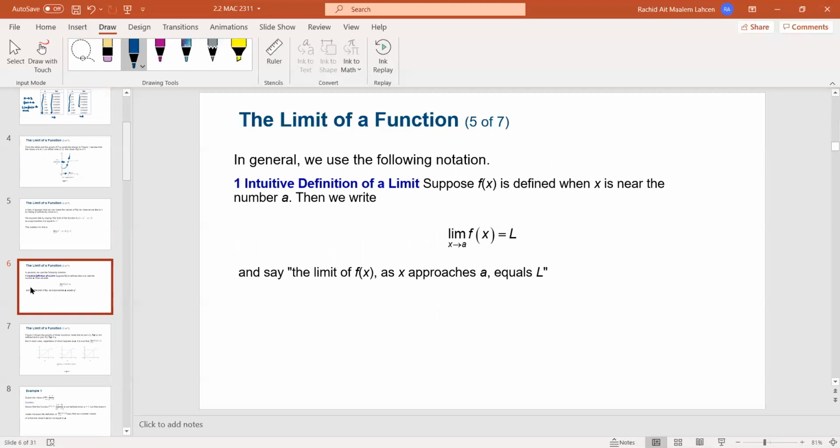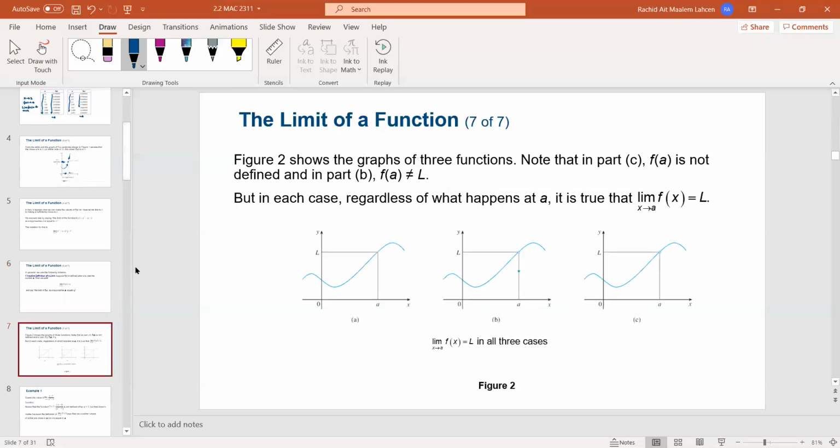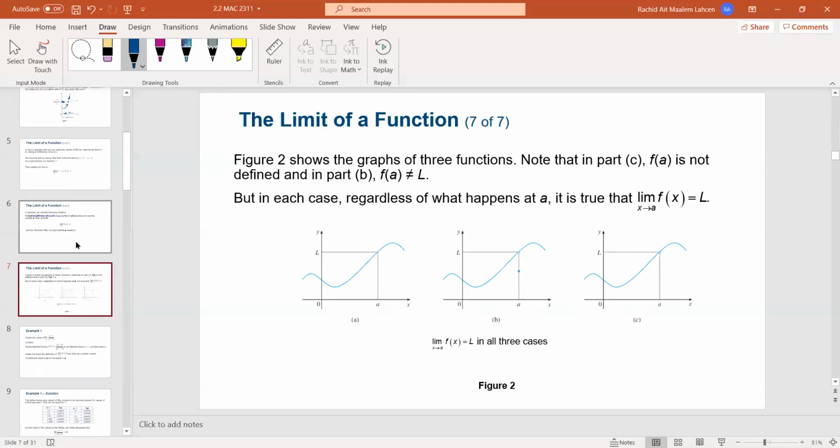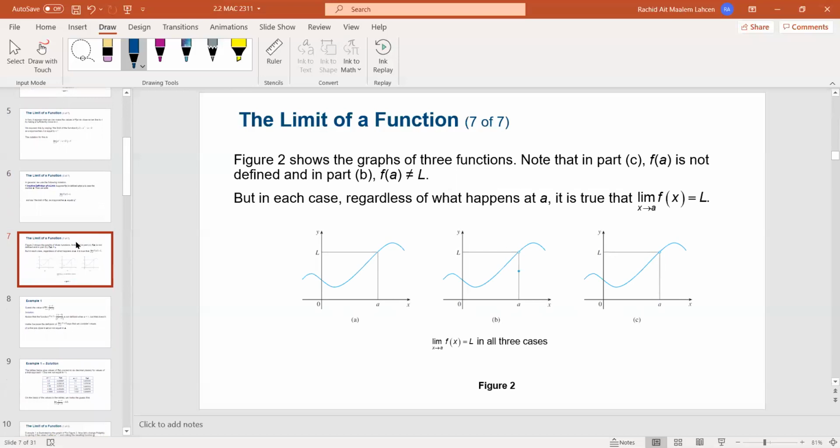By an intuitive definition, we can say it this way, and to read it correctly as well. There are different ways to read it, but one common one is: the limit of f of x as x approaches a equals L. But let me now explain, through these 3 graphs, how we won't fall into that deception.